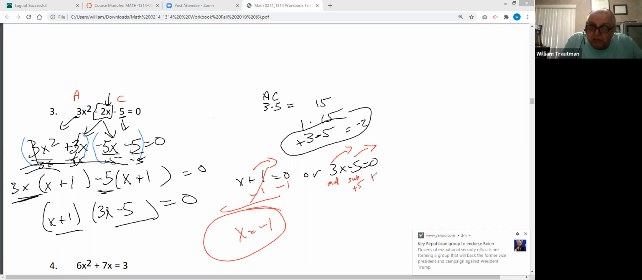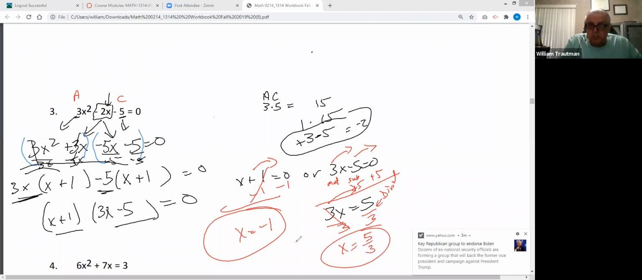-5, you add 5 to both sides. And then you divide by 3. I need to take the 3 to the other side. It's multiplying, so you have to divide by 3. 3 divided by 3 is 1x, and 5 divided by 3 is a fraction. There's our two answers here.